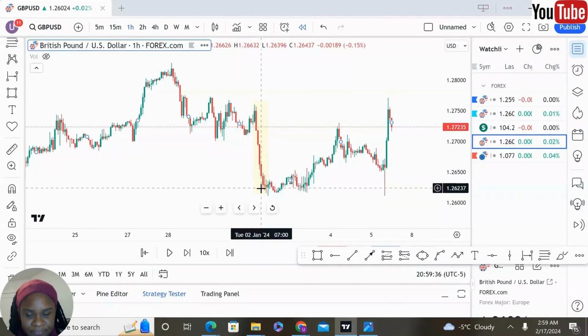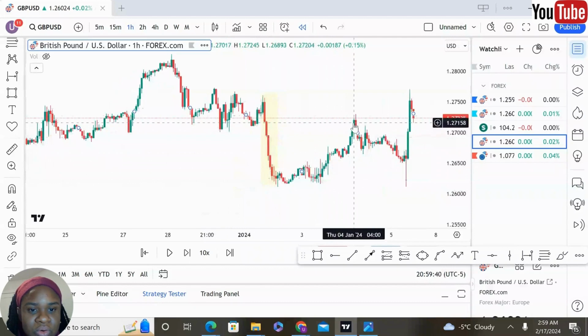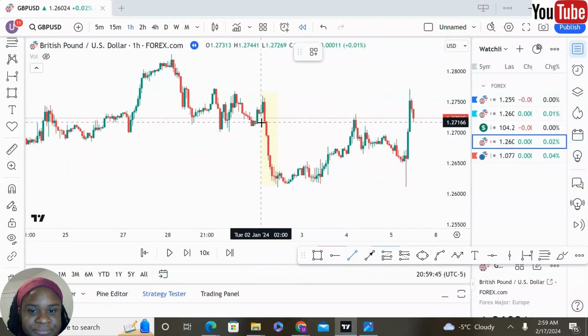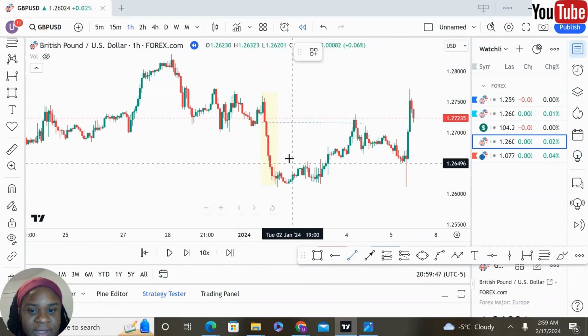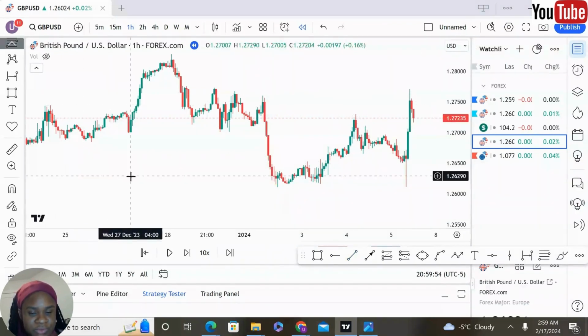Now on the chart here, I marked one, which is a fair value gap, and you can see the market has come in here to fill up the fair value gap. This is a fair value gap. The market came and filled it up. They are all fair value gaps. The market must always come down to fill it up.